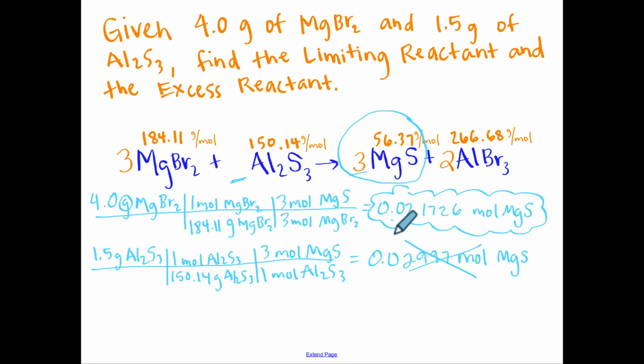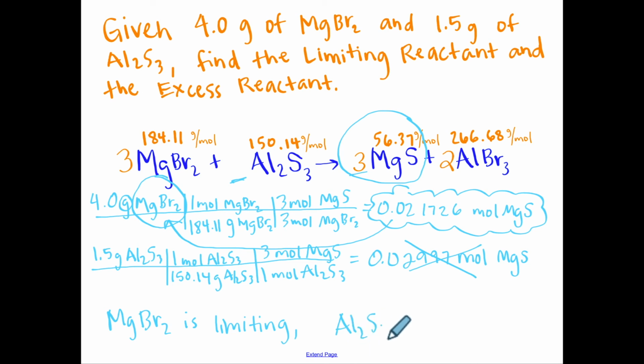And we'll go back to our reactant and say MgBr2 is limiting and Al2S3 is the excess reactant. Again, this means that magnesium bromide will be the first to run out, while there will be some aluminum sulfide left over after the reaction has gone to completion.